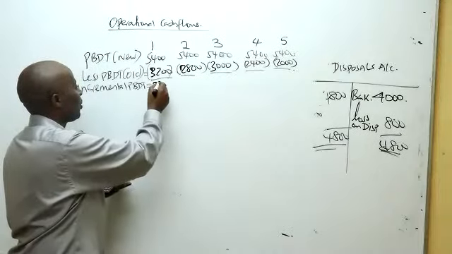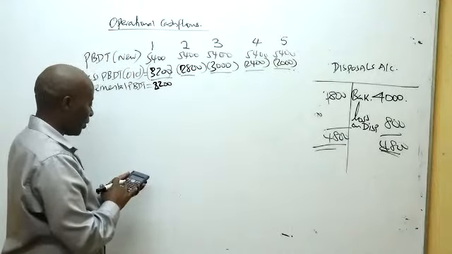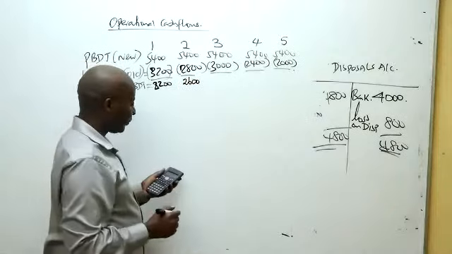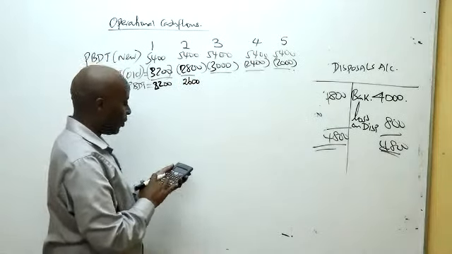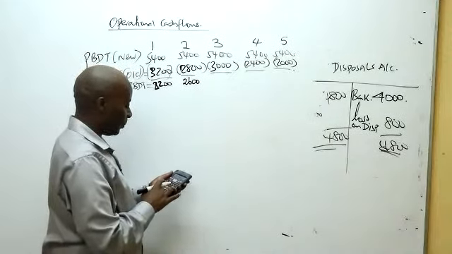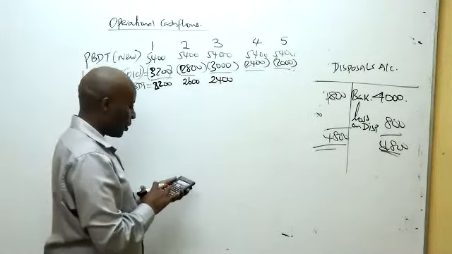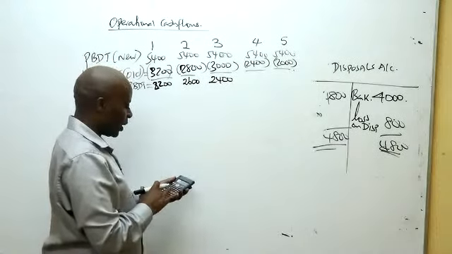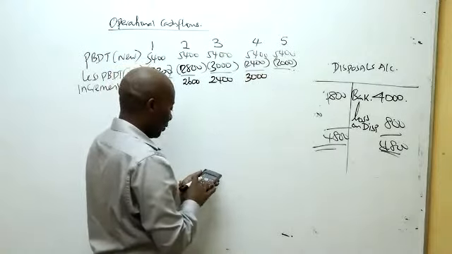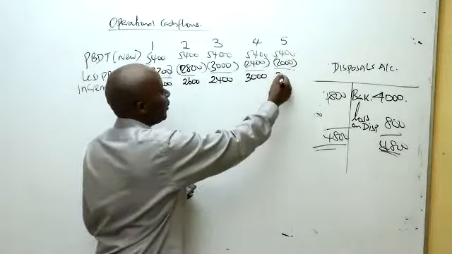So 5,400 minus 2,800, which gives me 2,600. From there we have 5,400 minus 3,000, which gives me 2,400. From there we have 5,400 minus 2,400, which gives me 3,000. So 5,400 minus 2,000, that gives me 3,400.